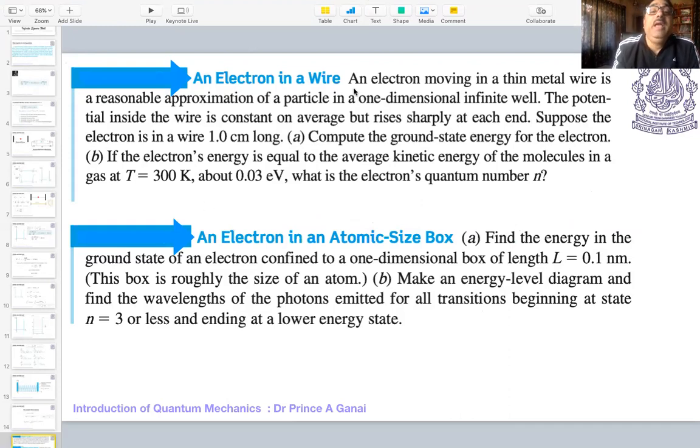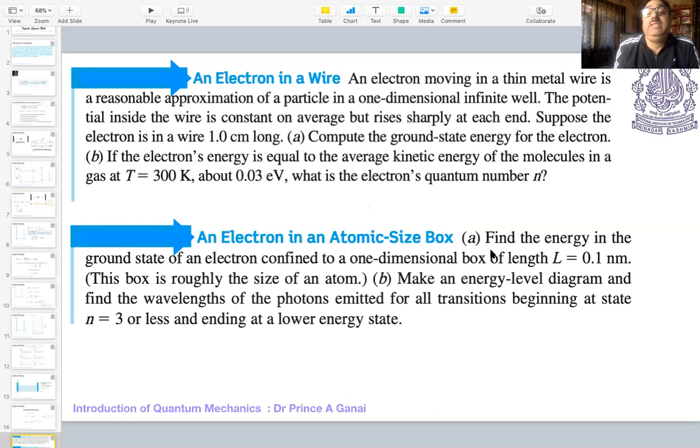The first problem is that an electron moving in a thin metal wire is a reasonable approximation of a particle in a one-dimensional infinite well. The potential inside the wire is constant on average, but rises sharply at each end. Suppose that the electron is in a wire 1 centimeter long. Compute the ground state energy for the electron. If the electron's energy is equal to the average kinetic energy of molecules in a gas at T equal to 300 Kelvin, about 0.03 electron volts, what is the electron's quantum number? This can be easily done. What you have to do is use that energy relation, and figure it out.